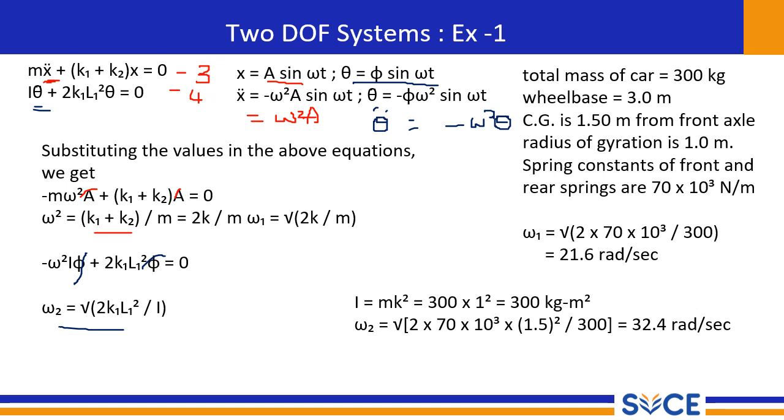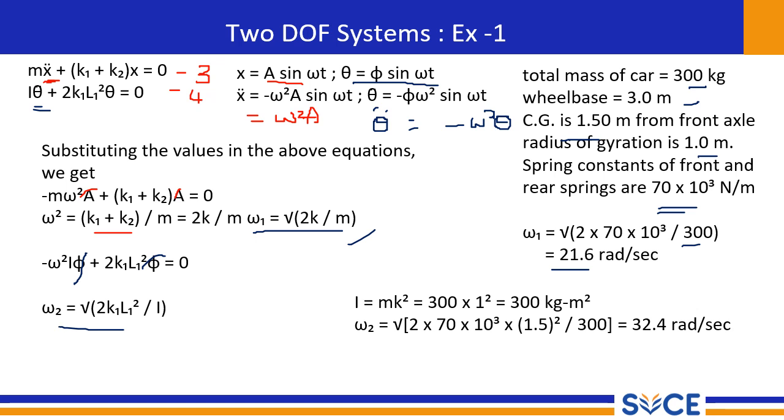So we know the given mass of the car: 300 kg, wheelbase 3 meter, center of gravity 1.5 meter, radius of gyration is 1 meter. Spring constant, that is K, is given as 70 into 10 power 3. Now in this omega 1 we can substitute K, that is 70 into 10 power 3, and mass of the car 300. If you substitute it, we will get the solution 21.6 radians per second. That is the first natural frequency.